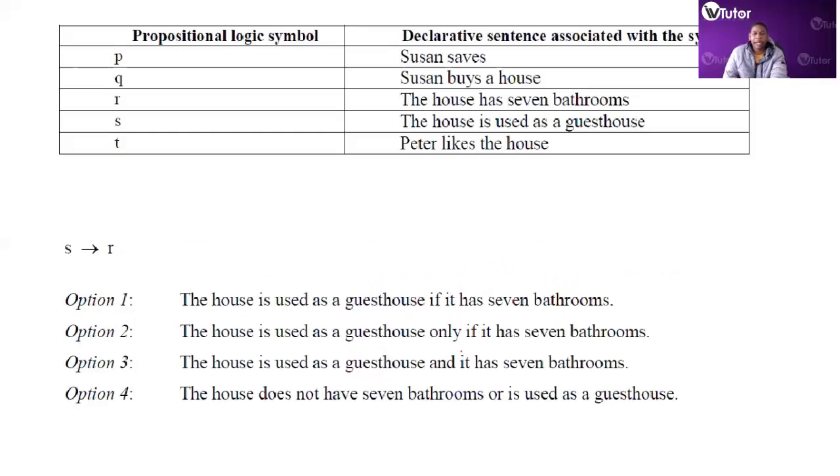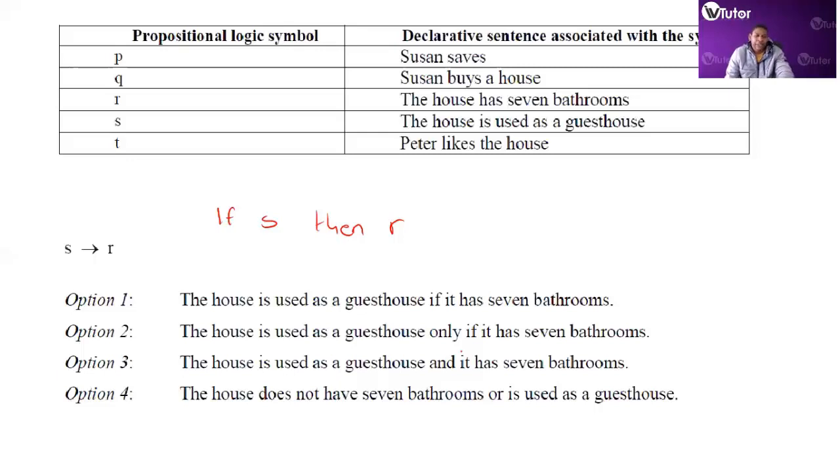Then we're asked to convert a first order logic statement to English. So a simple conversion is if S then R. So if the house is used as a guest house, then R, the house has 7 bathrooms. Then option 1, we see the house is used as a guest house if it is. So this is the if then.